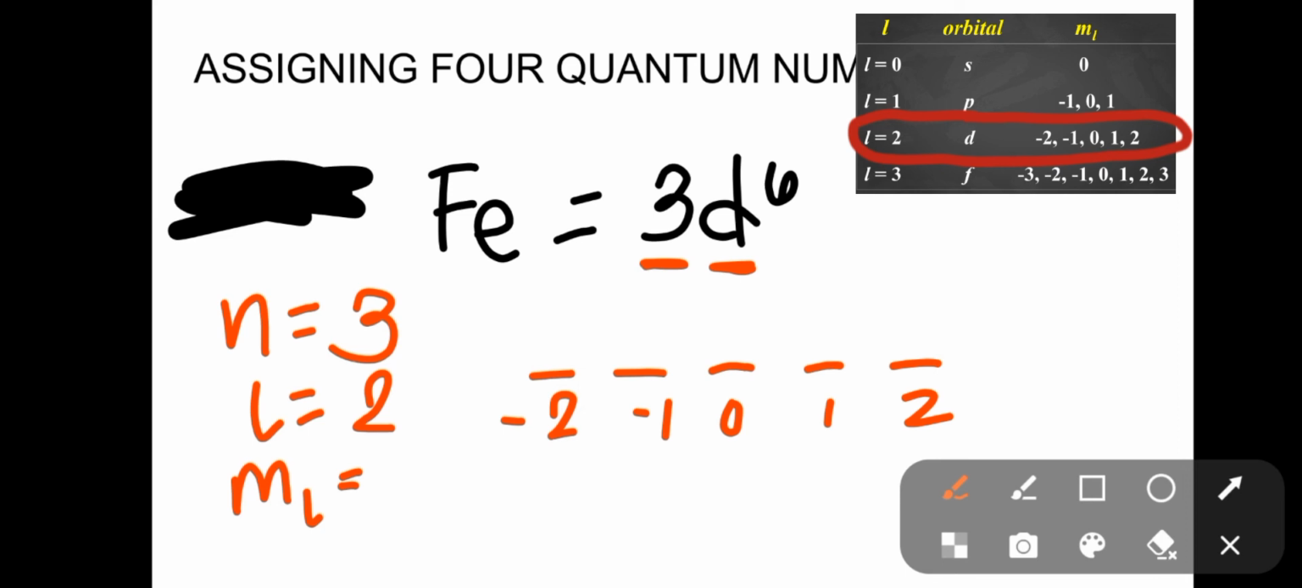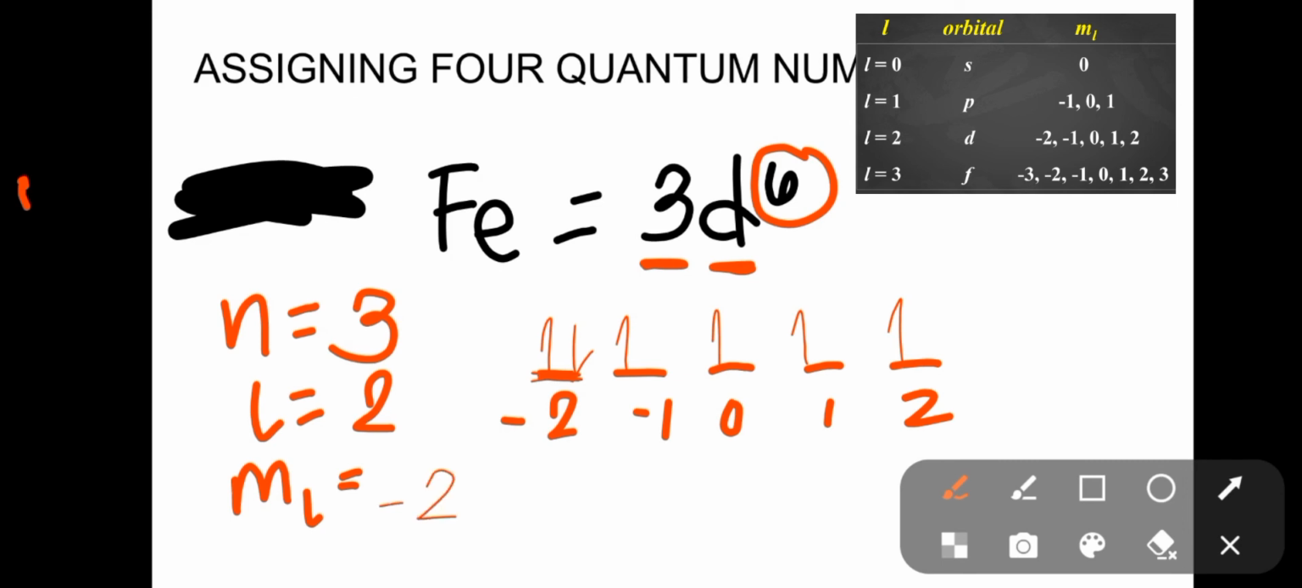So, para malaman natin kung ano yung value ng ML natin dito sa 5 orbitals, we have the 6 electrons. We have 1, 2, 3, 4, 5, 6. So, saan siya tumigil? Sa negative 2. So, the value of ML would be negative 2. And since downward, yung pinaka-last spin ng electrons, siya ay magiging negative 1/2. So, yung MS natin would be negative 1/2.